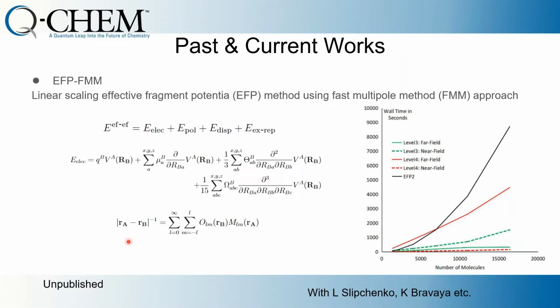QChem supports pure EFP and QM/EFP. QM can be coupled cluster, equation of motion, ADC, DFT, TDDFT. This figure here is just a proof of the scaling improvement we achieved so far. The whole work is not published yet, and the new OMP parallel supported QM/EFP FMM will be available in a year or two.